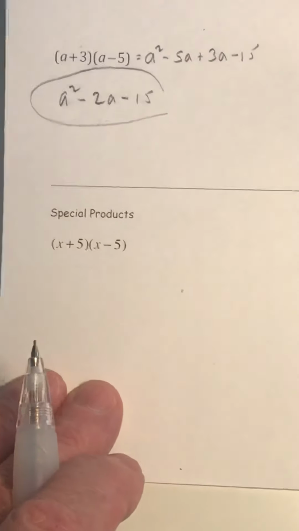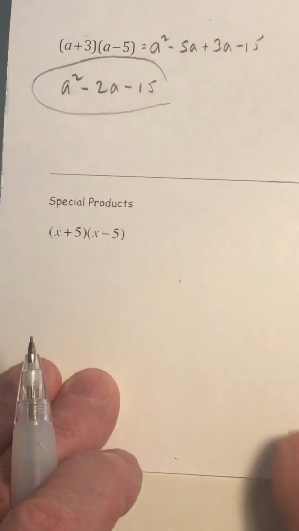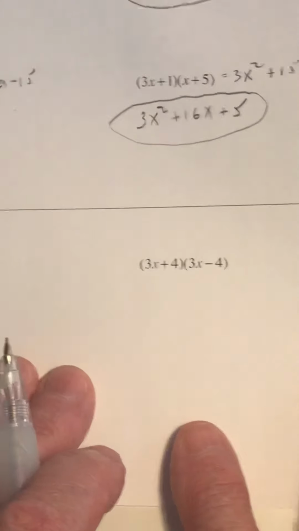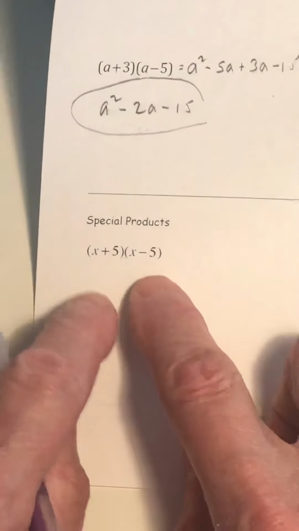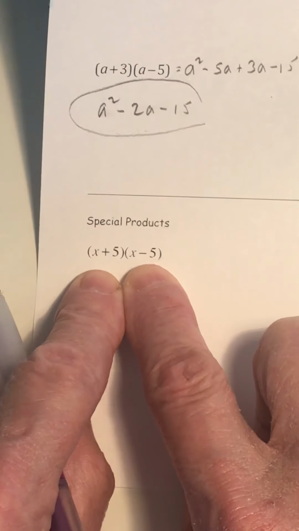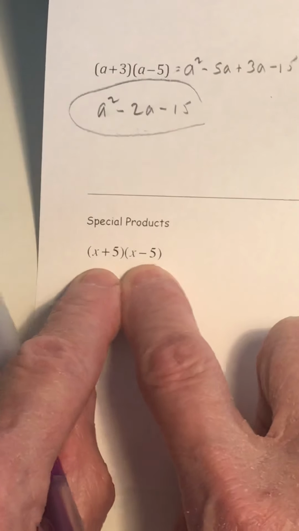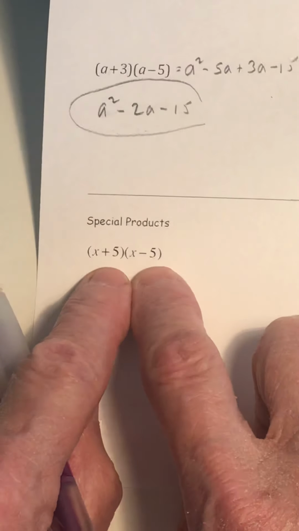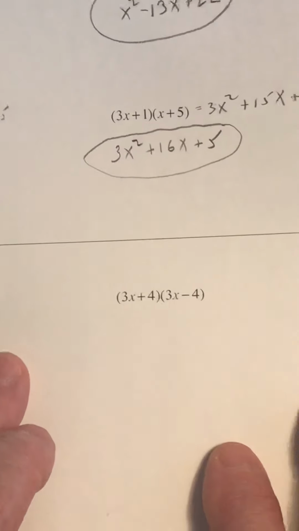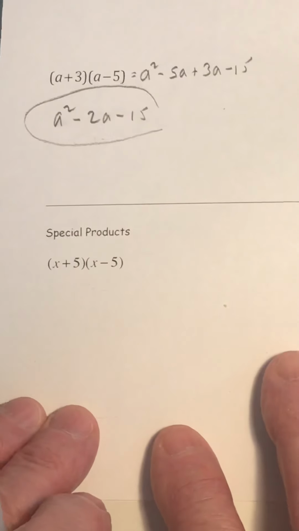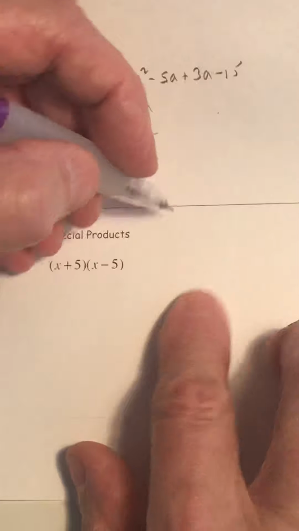Now, moving to the bottom of page 1, do you see something kind of special about this example and the one next to it? Notice that they have the same terms, except one says plus and one's minus. It's x and a 5 and a 5, except one's plus and one's minus. Similarly, over here, 3x and 3x, 4 and 4, but one's plus and one's minus. See what happens here, if there's anything worth noting.